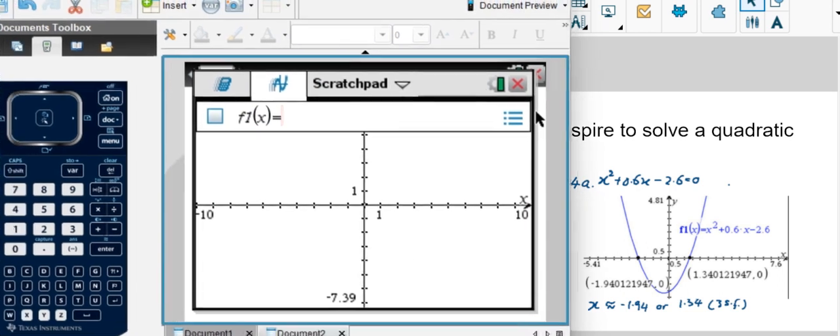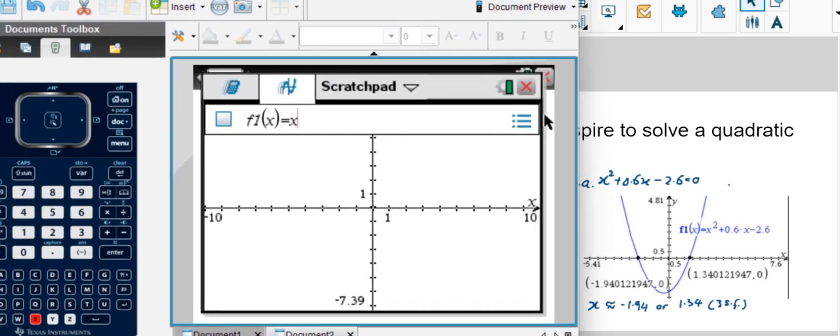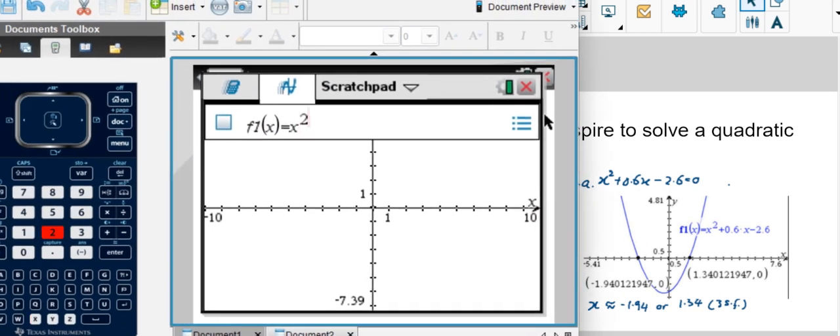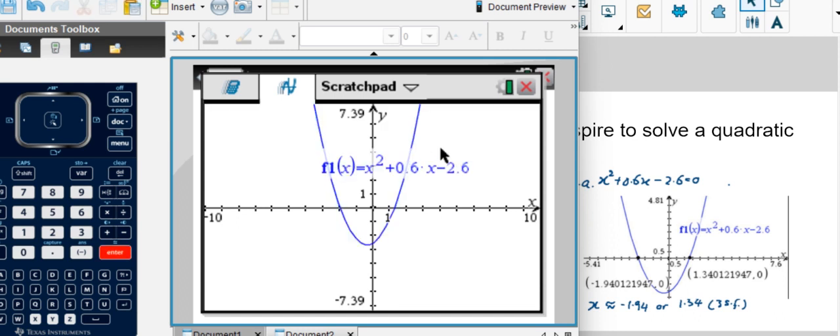The equation that I need to put in here is x squared plus 0.6x minus 2.6, for example. And let's say this is okay, all right, and you can just simply press enter. So this is what I get.